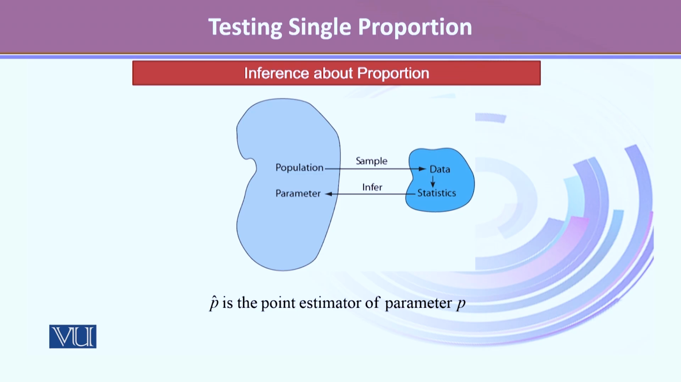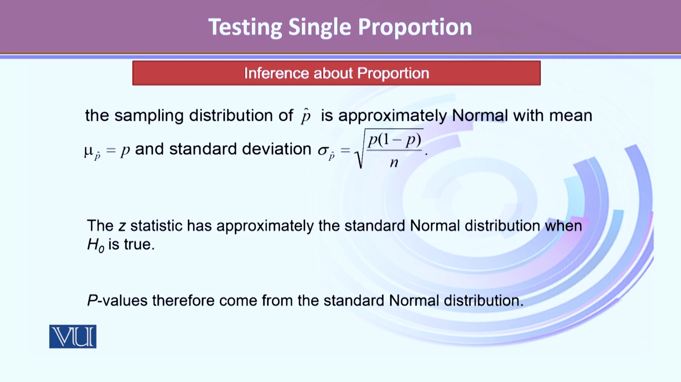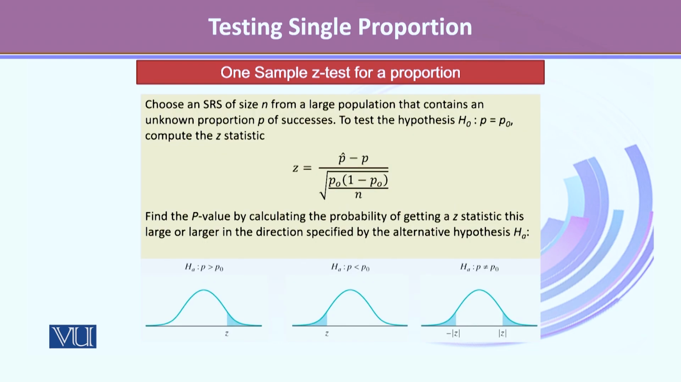So here, p hat is the point estimator of parameter p, which can also be denoted by pi. Pi is the population parameter for the proportion, whereas p hat is the sample statistic for the proportion. Hence, the sampling distribution of p hat is approximately normal with mean p and standard deviation square root of p(1 minus p) divided by n. So the z statistic has approximately the standard normal distribution when H naught is true, and the p-values therefore come from the standard normal distribution. Since we are interested in only one sample at a time, we will run a one sample z test for the proportion.